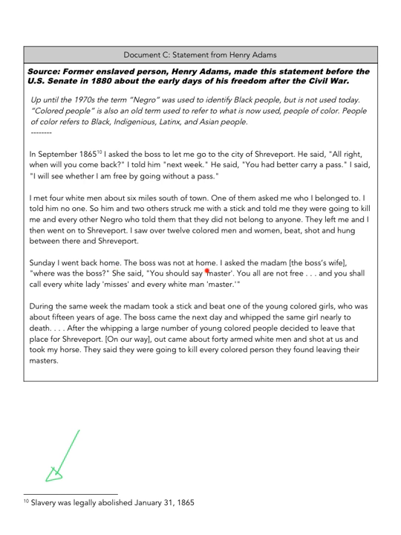The boss was not at home. I asked the madam, the boss's wife, "Where's the boss?" She said, "You should say master. You all are not free, and you shall call every white lady Mrs. and every white man master." During the same week, the madam took a stick and beat one of the young colored girls who was about 15 years of age. The boss came the next day and whipped the same girl nearly to death.